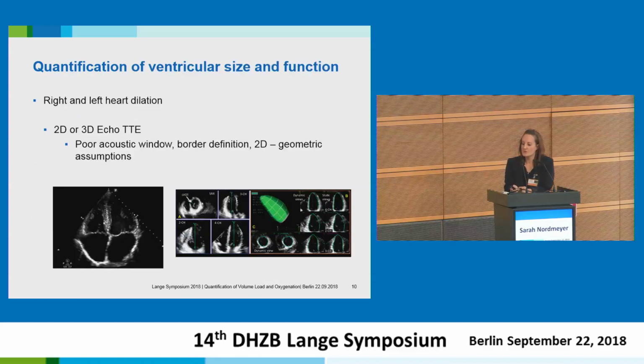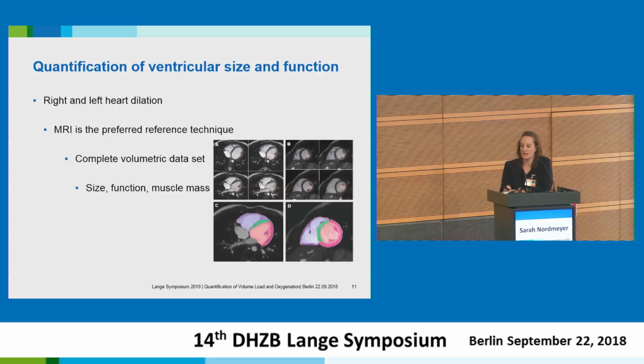So for the quantification of ventricular size and function on a daily basis, we use 2D or even 3D echo, but have the limitations of poor acoustic windows, limitations in border definition, and in 2D echocardiography, we have the problems of geometric assumptions we make, which lead to inaccuracies in quantification.